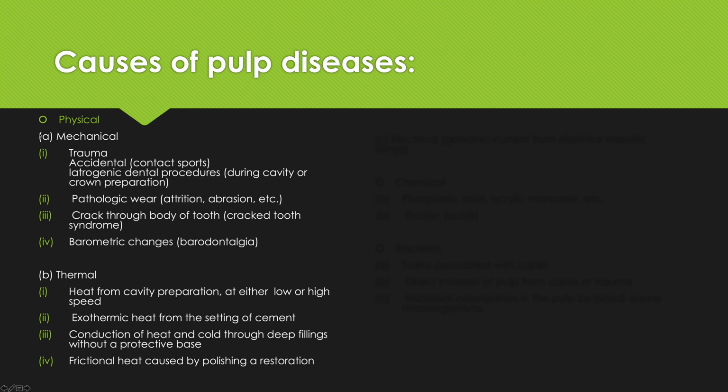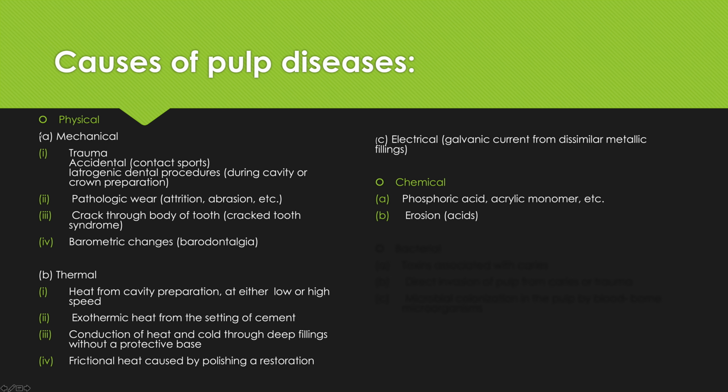Then we have thermal causes, like heat from cavity preparation at either high or low speed. We have exothermic heat from setting of the cement. There is some conduction of heat and cold through deep amalgam fillings without a protective base. And we have frictional heat caused by polishing or restoration. We have electrical causes, like galvanic current between different metallic fillings in the mouth. We have chemical causes, which is phosphoric acid or acrylic monomer or erosion.